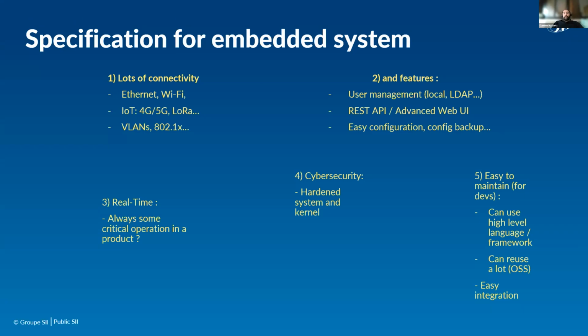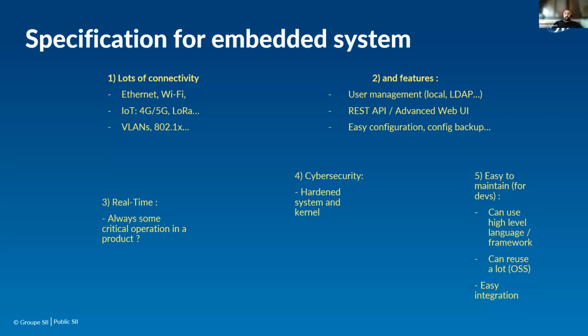Of course, we want real time. We have some critical operations to do in a product, which is the core of the product. Of course, we want cybersecurity, so we want to harden the system and kernel. And for us developers, we want something easy to maintain, where we can use a high-level language, no assembly, nothing. C or C++ is good, or Rust if we can. We also use a lot of open source software, to not reinvent the wheel, and for easy integration.